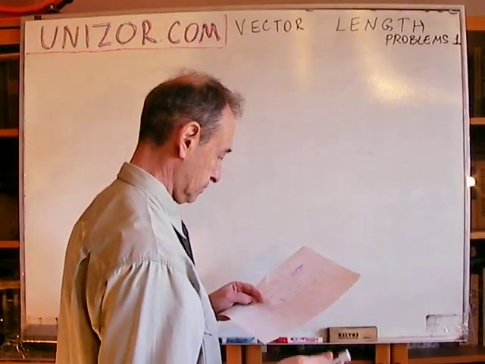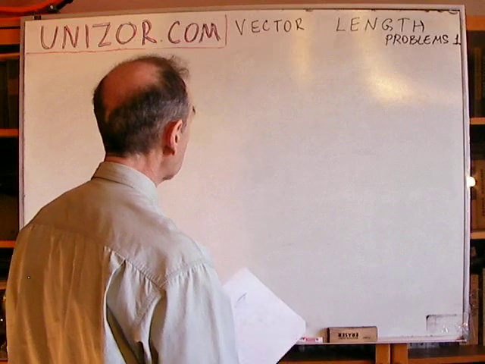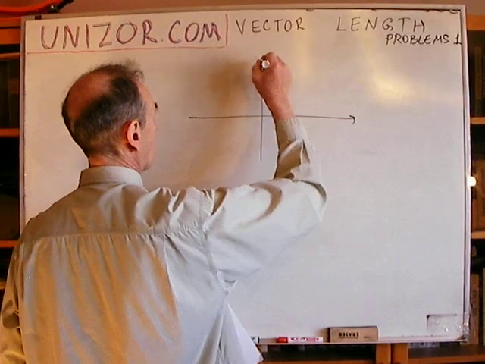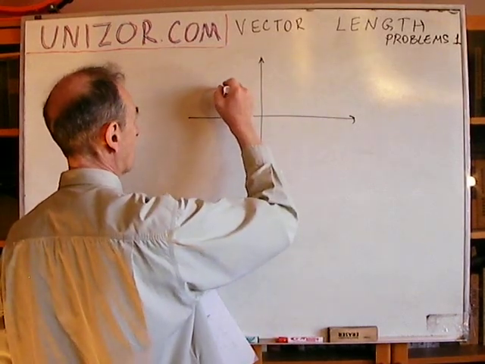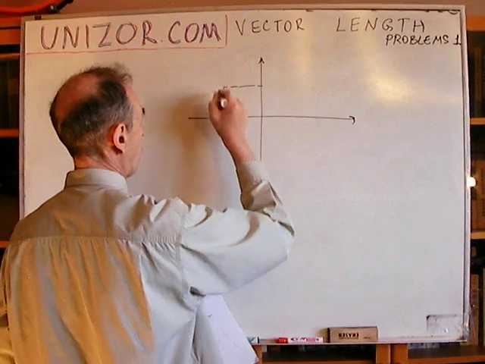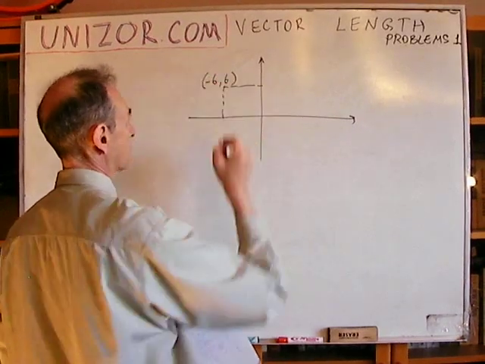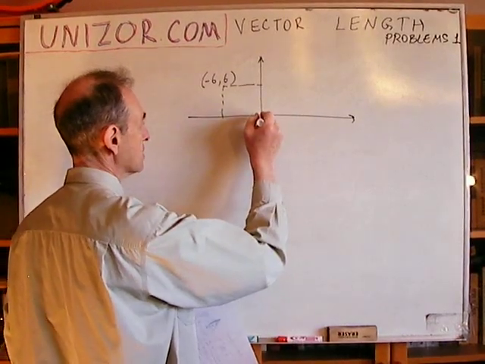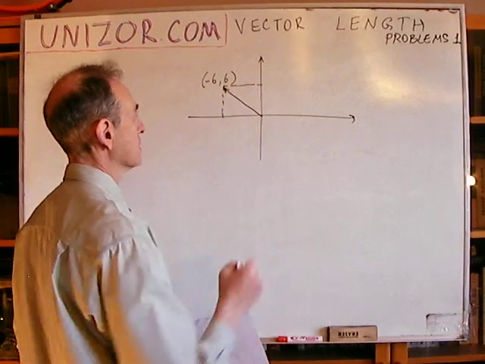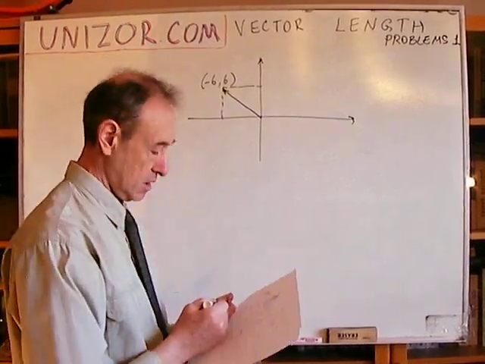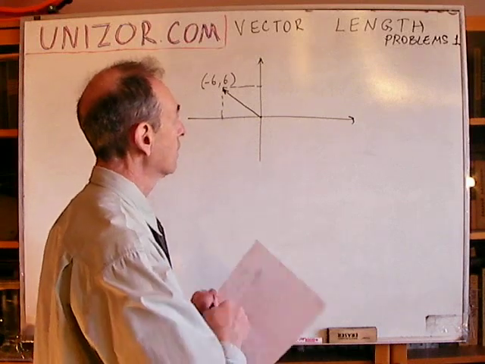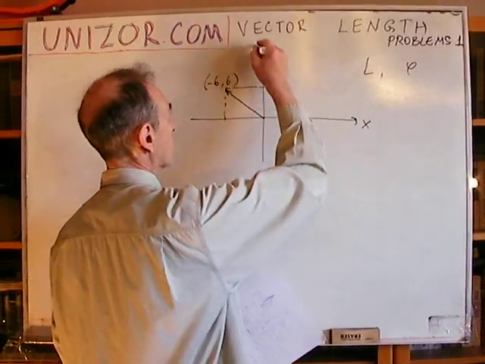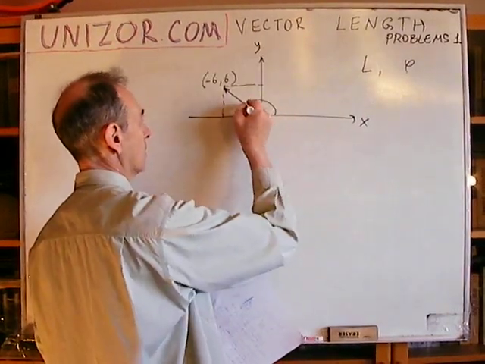Problem 3. Okay. Given vector in its tuple representation, -6, 6. So this is an endpoint of the vector originated at 0, 0, going towards this direction. So question is, what are its lengths and angle with the positive direction of the x-axis, which means this angle.